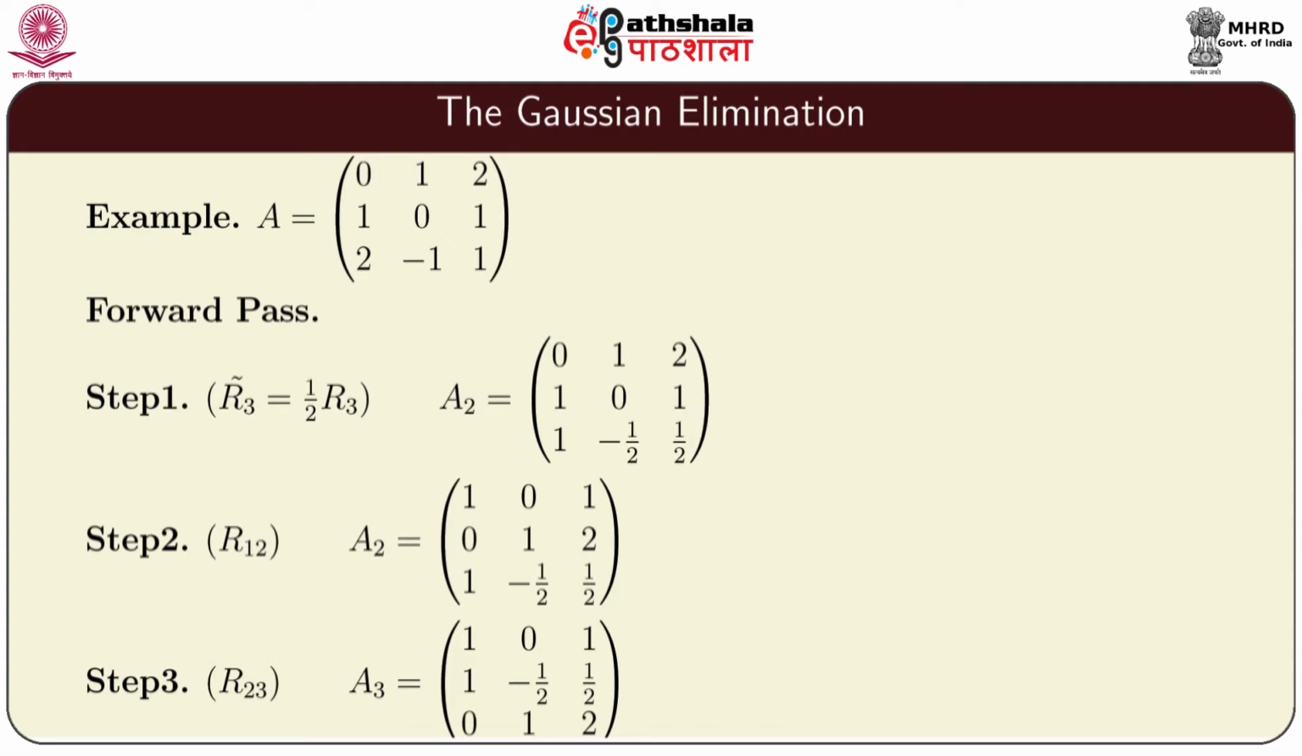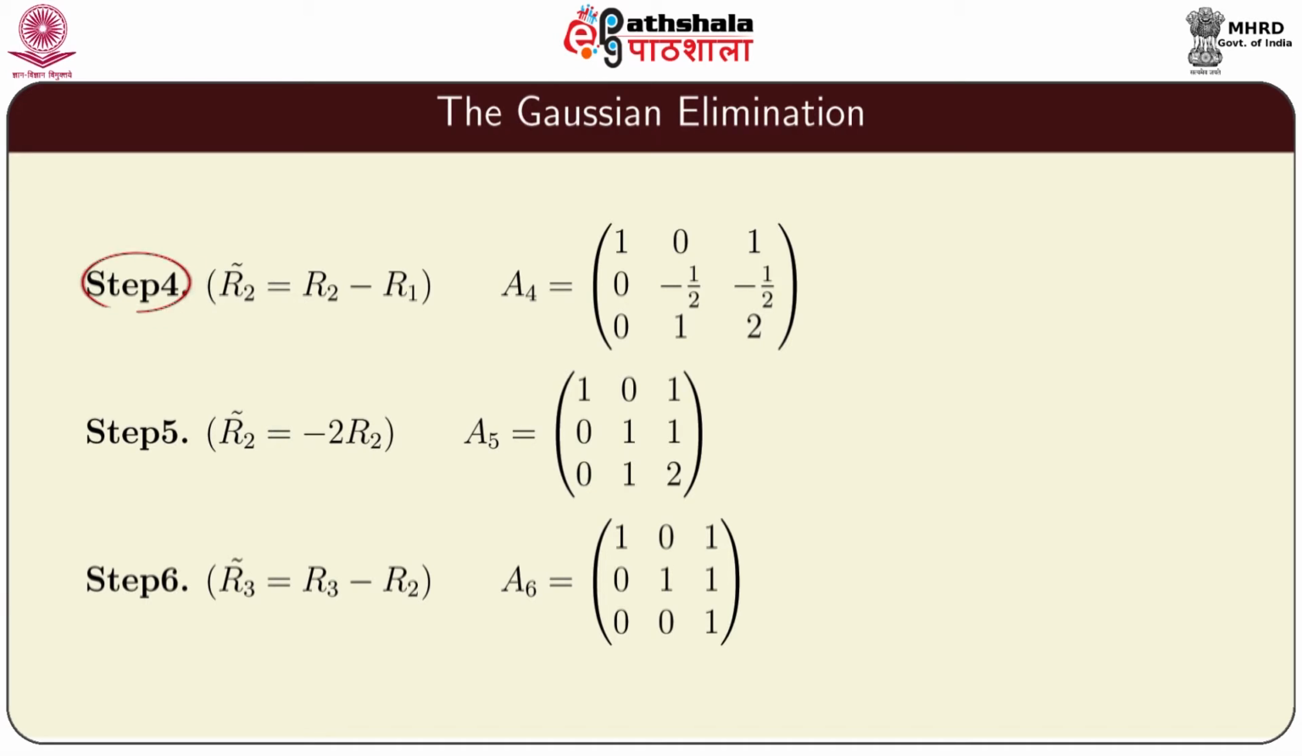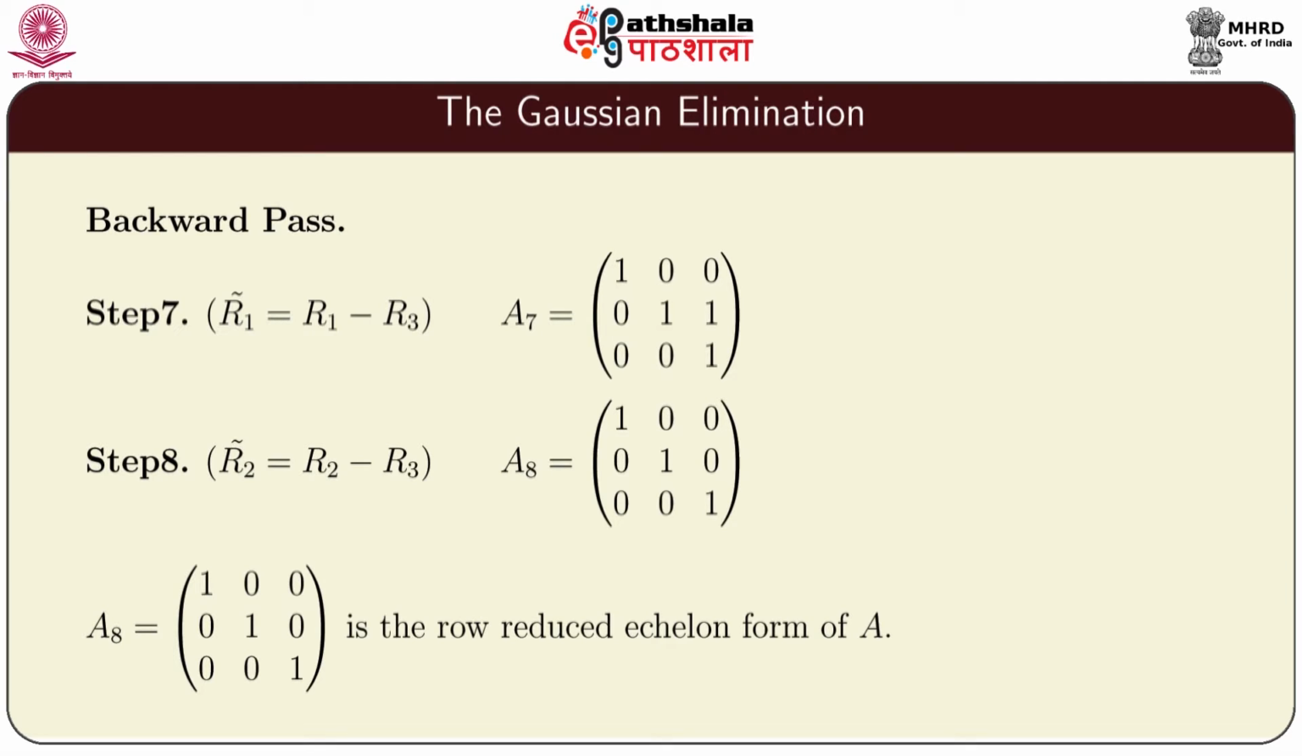downward. But the backward pass will give you the final form, that is, we do not want any other non-zero entries in these columns where the first non-zero entry of a row sits. Look at step 4. R2 tilde is equal to minus R3 plus R2, and then step 5, R1 tilde is equal to minus R3 plus R1. So this brings us to the final echelon form of the matrix after subsequent elementary row operations.